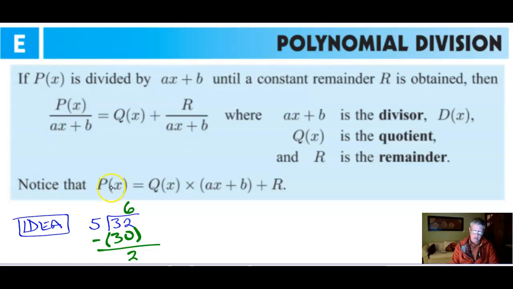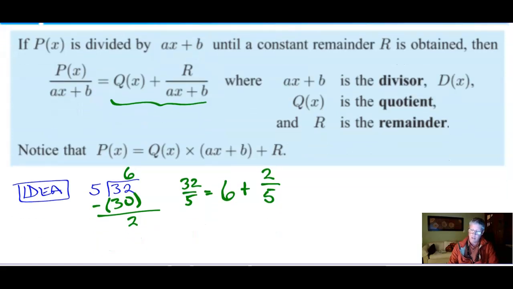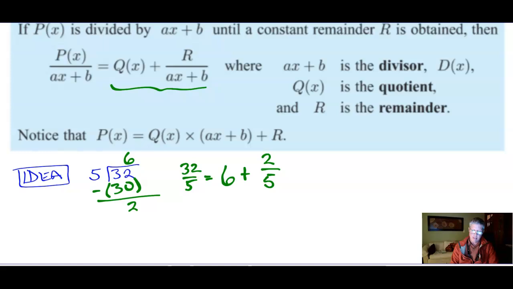What this is kind of saying right here is maybe how do you rewrite it? So if I wrote 32 over 5, this information right here is telling me that I can write it as the quotient, which is going to be the top number, 6, plus the remainder, 2, over the divisor, 5. Yeah, what for? Good question. But I think that's one way to write it.